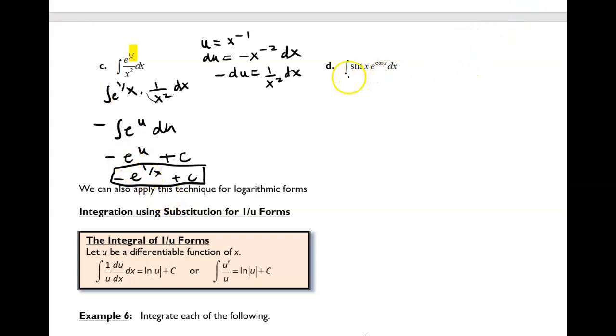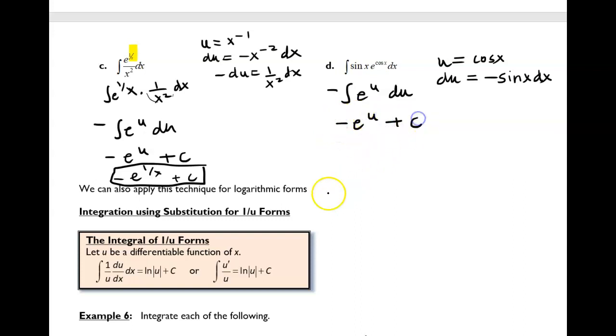In part D, I have the integral of sine of x e to the cosine x dx. My u again will be my exponent, cosine x. My du, derivative of cosine x, is negative sine x dx. I just need to balance with my negative, so I'm going to have negative integral of just e to the u du. And so my antiderivative of that is again negative e to the u plus c. And so my final answer is negative e to the cosine x plus c.